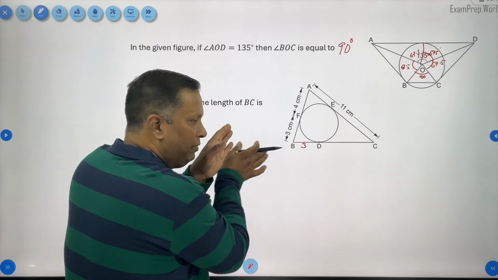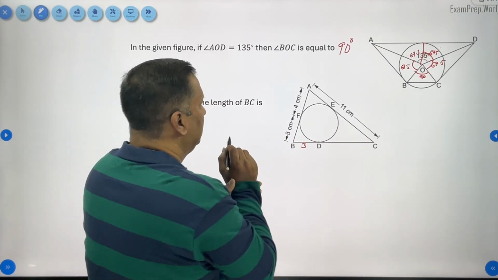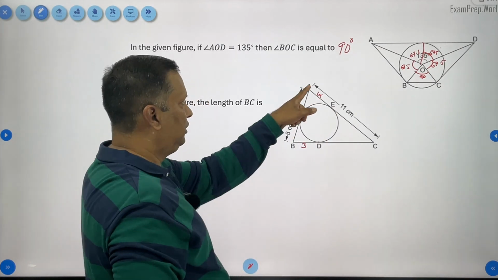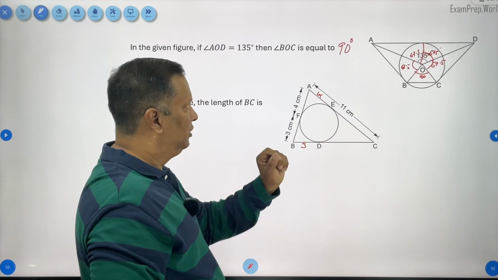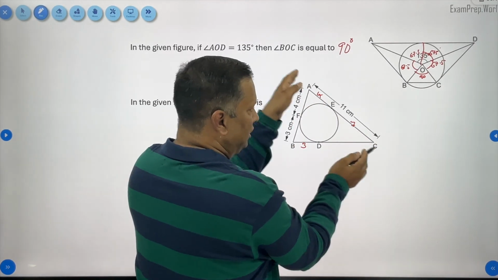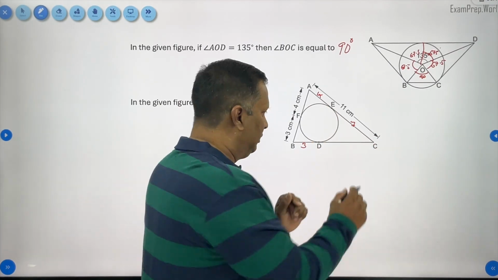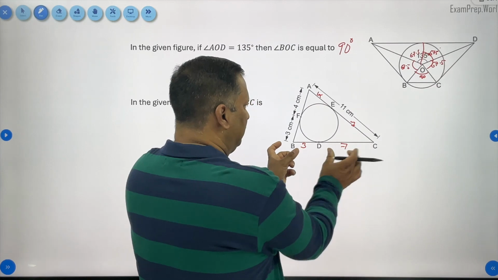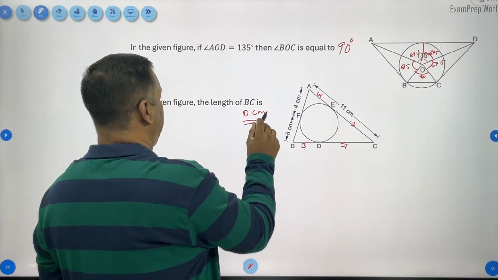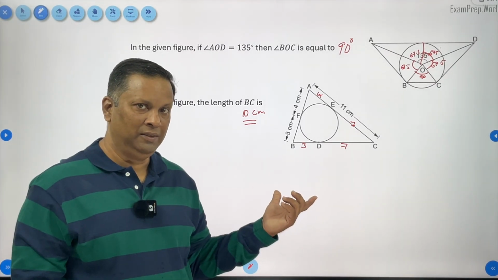Because BF will be equal to BD. Look, BF will be equal to BD. Now AF will be equal to AE. This is 4. If this is 4, this should also be 4. Now if this is 11 and this is 4, then obviously this part has to be 7 because 7 plus 4 is 11. Now if CE is 7, CD will also be 7. So now BC is 3 plus 7, which is 10 centimeters. Okay. Easy?